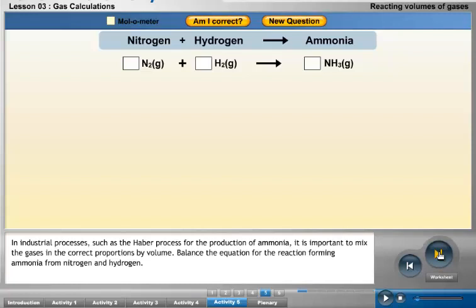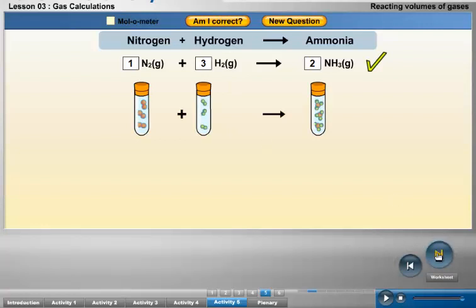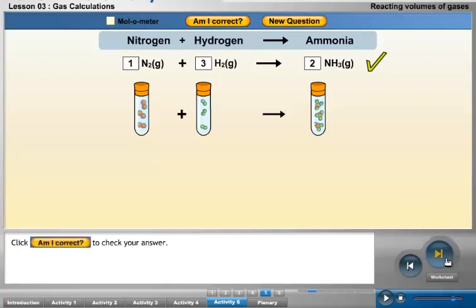In industrial processes, such as the Haber process for the production of ammonia, it is important to mix the gases in the correct proportions by volume. Balance the equation for the reaction forming ammonia from nitrogen and hydrogen. Click Am I correct to check your answer.